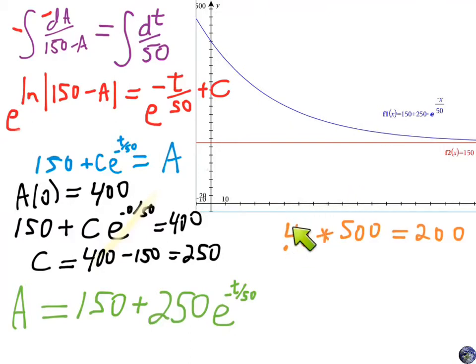I meant to say 80% black. That was my bad, just ignore that typo. So 80% times 500 is in fact 400, so forget the fact that this is 200. That should just say 400 there. So that is actually the correct y-intercept.